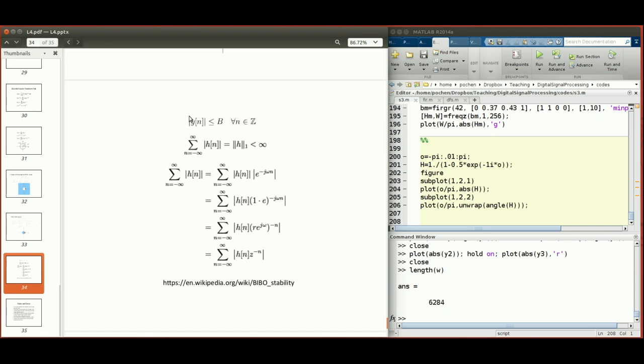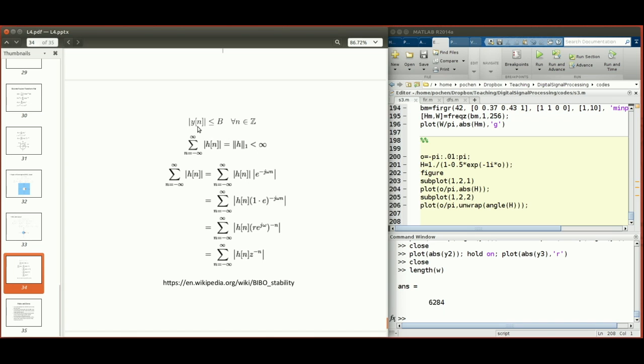For a signal to be bounded, if you take the absolute value, for any n belonging to the integers, it's smaller than some maximum number. So it's not infinity. Then this signal is called bounded. In order for a system to generate bounded output for any bounded input, the impulse response small h[n] has to be what we call absolutely summable. If you take the absolute value of h at every point and sum over all the points, this summation has to be smaller than infinity.